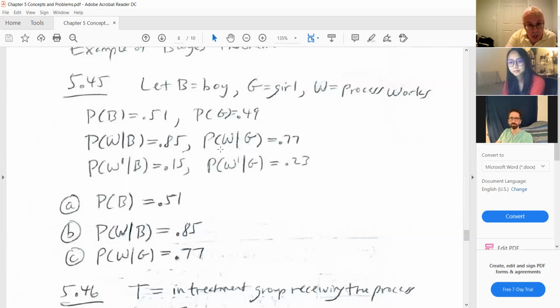Now, the second was the probability of the process worked given that you have a girl is 0.77. All right. So I believe these probabilities have to do with whether the process worked or not, right? Not whether you had a boy or a girl, right? Okay. And then, of course, these are the complements of each one of these, which we didn't have to use in this problem. Right. So A, B, and C is these three, this number, and that number there.